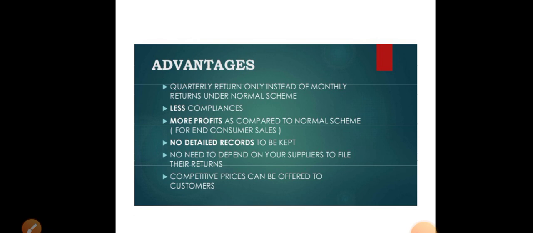No need to depend on your suppliers to file their returns. But there is a problem in the composition scheme: you cannot claim input tax credit. That's a great benefit of GST. Whatever output tax is paid, the already paid input tax is eligible for deduction, so that a lesser amount of tax will be paid by the supplier. But once you go for the composition option, you cannot claim input tax credit. So we no need to depend on suppliers, because we are paying the input tax to the supplier from whom we are purchasing the product. Competitive prices can be offered to the customer; we can reduce the prices.